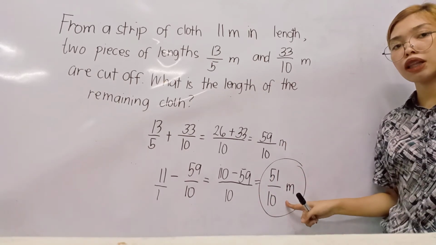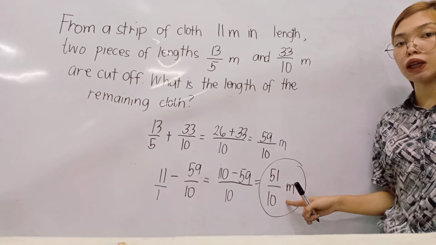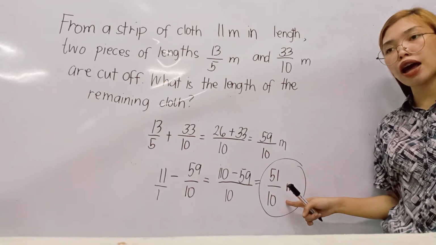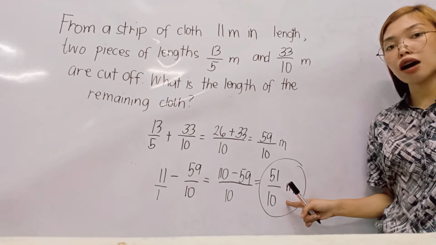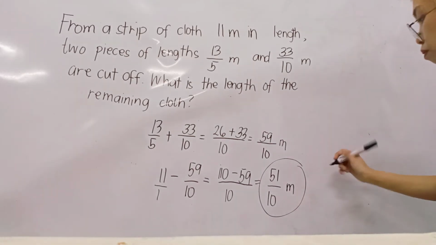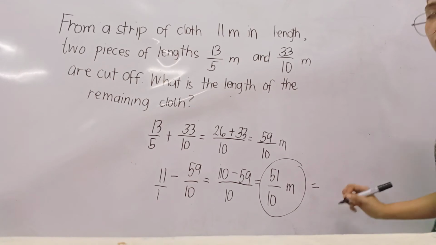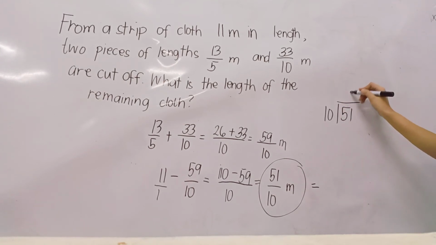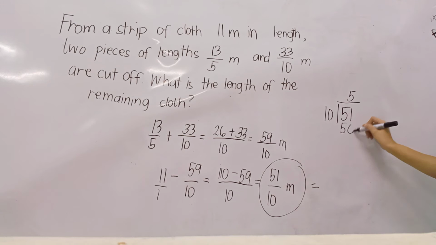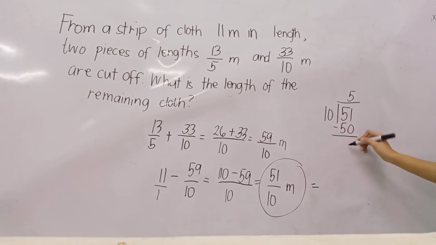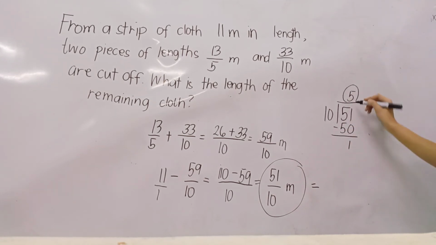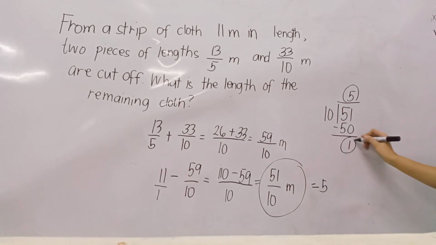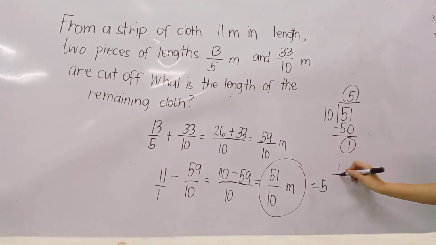So we can convert this fraction into a mixed number, so that we can identify further how much length is left na lang. In taking this into a mixed number, we have to divide 51 by 10. So we have 5 times 10 is 50. 51 minus 50 is 1. So the quotient is the whole number. The remainder is the numerator and the denominator will remain the same.